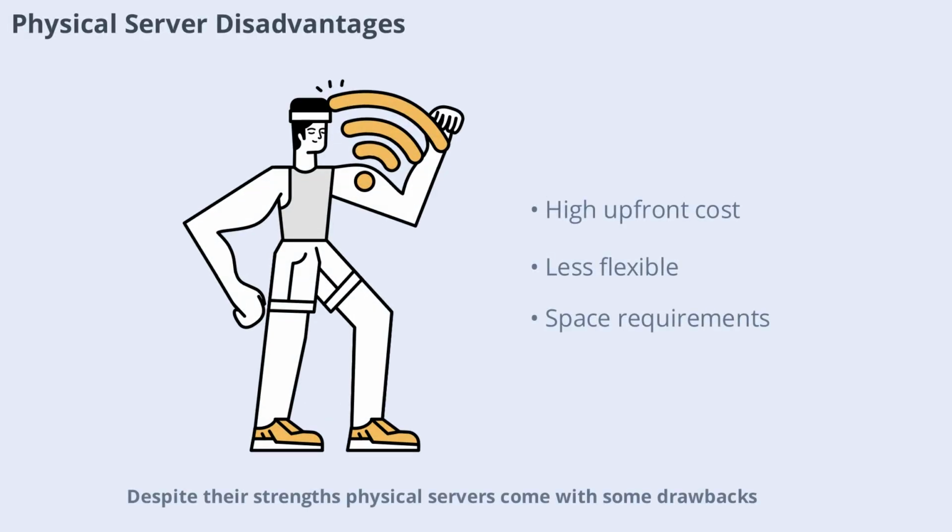Despite their strengths, physical servers come with some drawbacks. They require significant upfront investment in hardware, as well as ongoing costs for power, cooling, and maintenance. Physical servers are less flexible, since adding or upgrading resources often means purchasing new equipment. They also take up physical space and can be more challenging to scale quickly. For organizations with limited budgets or rapidly changing needs, these limitations can be significant.